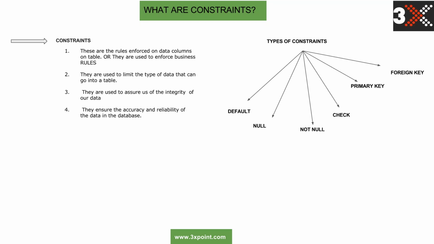Okay, so to be able to have a database that you can rely on, you need certain things that can help you to achieve that. And those things are what we call constraints. And we have different ones. Before we go into the types of constraints, let's have a look at the things that we've highlighted here. Number one says, these are the rules enforced on data columns on a table, or they are used to enforce business rules.